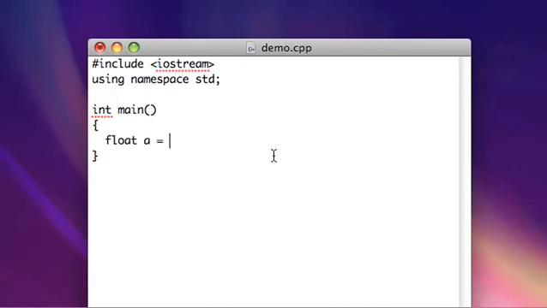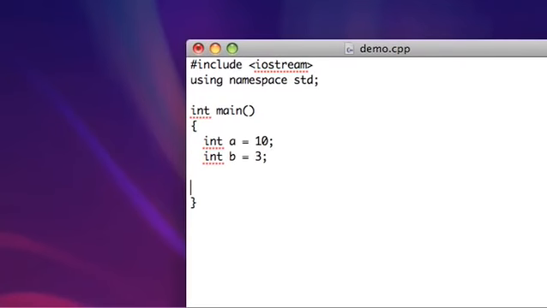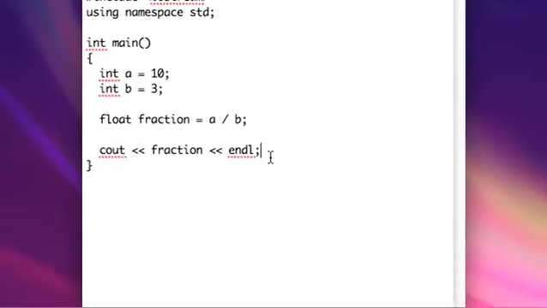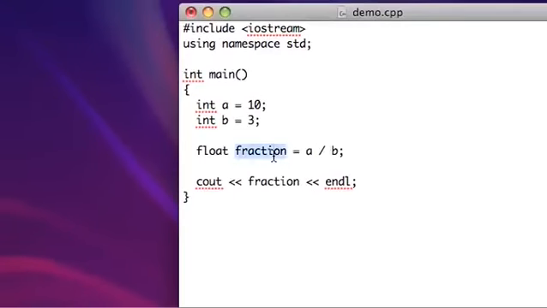Before I move on from floats, I'm going to talk about how you can convert between integers and floats for this situation. So I have integer a equals 10 and integer b equals 3, and I want to know what 10 divided by 3 is. So if I do float fraction equals a divided by b, I'm expecting this to give me 3.33, I think. 3.3333, 3 and 1/3, is what we're expecting from this fraction.